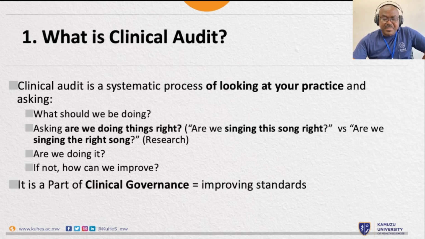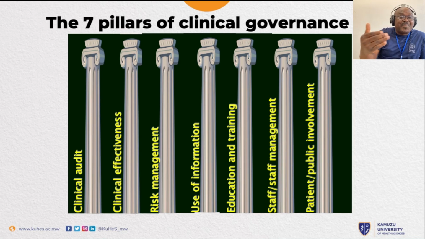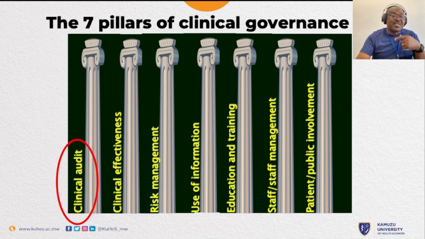And this audit is part of clinical governance. Quickly, clinical governance is to improve the standards of care. In some areas, some parts of the world, in some countries, governance has 7 pillars: clinical audit, clinical effectiveness, risk management, use of information, education and training, staffing, human resources, and then the patient. We should not forget the patient. So the audit is part of these 7 pillars of clinical governance.